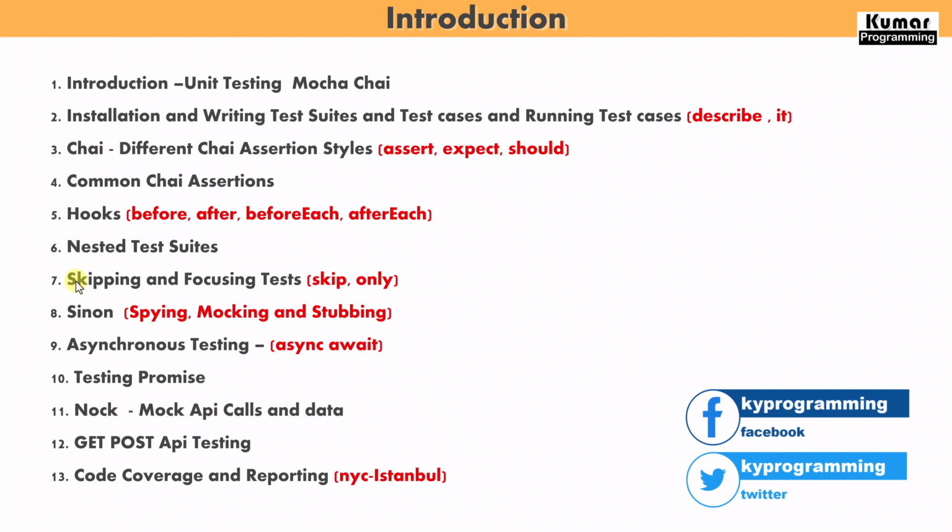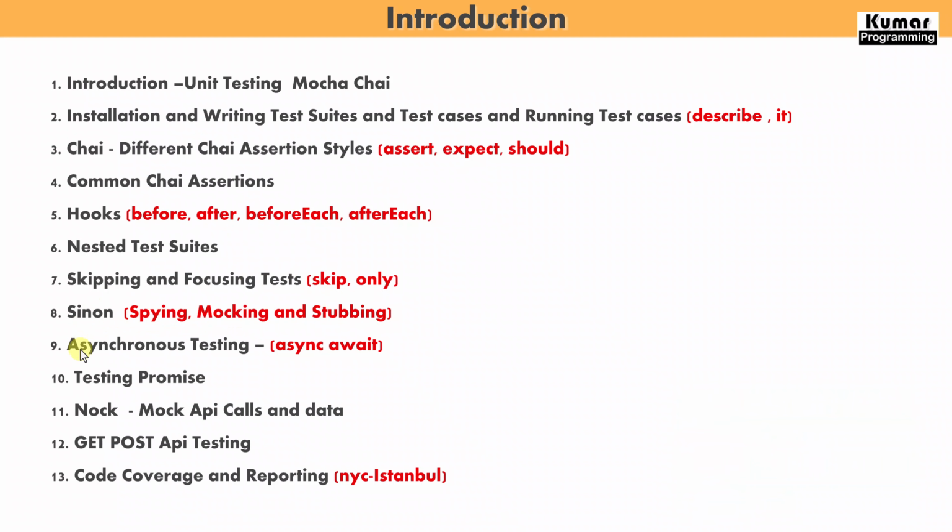Then after that, the very important library Sinon, which is used for spying, mocking and stubbing. Further, we will see asynchronous testing by using async and await, and also testing for promises. Then we are going to use the Nock library, which is going to mock our API call and data. Further, we will be writing test cases for the get and post methods of our API. And last but not the least, we are going to see how to execute code coverage and reporting by using the nyc-Istanbul tool. So now let's start.